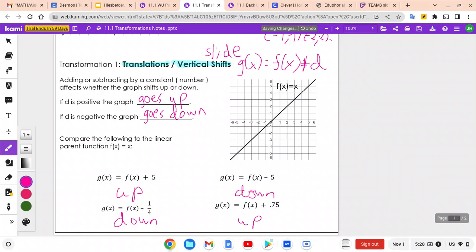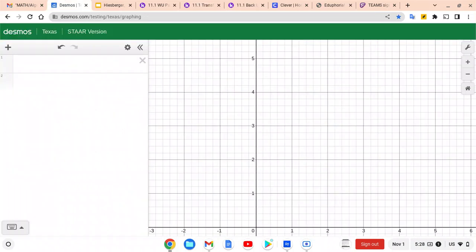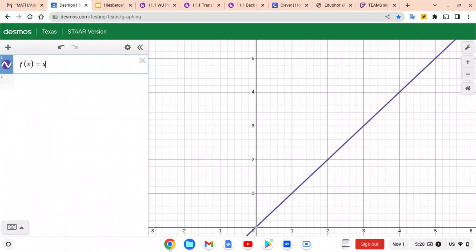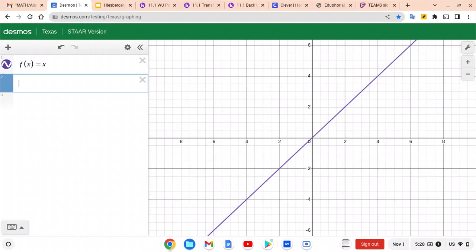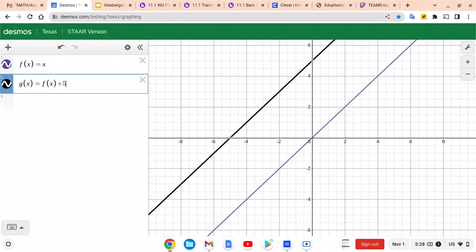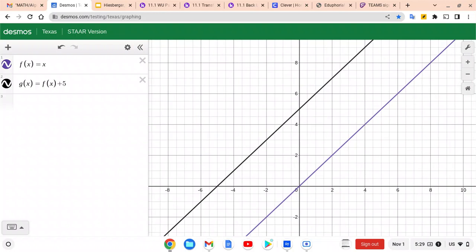Now, let's actually illustrate this. I'm going to go to Desmos, and you're always going to type in the parent function, f of x equals x. I'm going to hit the home key. Let's do g of x equals f of x plus 5. We see here that the black line is the parent function, and the new line is shifted up. It has the same slope. It's parallel. It's been shifted up.